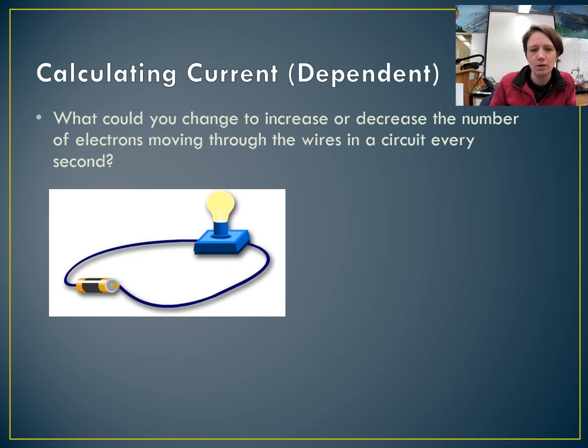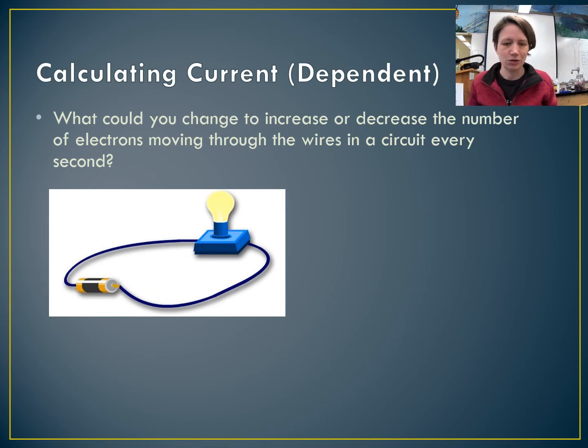Okay, so let's say we have a really basic circuit with one battery and one resistor, which is a light bulb. In order to figure out the equation for current, which is dependent on both of those values, I would do a little thought experiment and say, if you wanted to increase or decrease the number of electrons that are passing through the wires in this circuit every second, how would you change the independent variables? How would you change the battery and the bulb so that you would get more current?